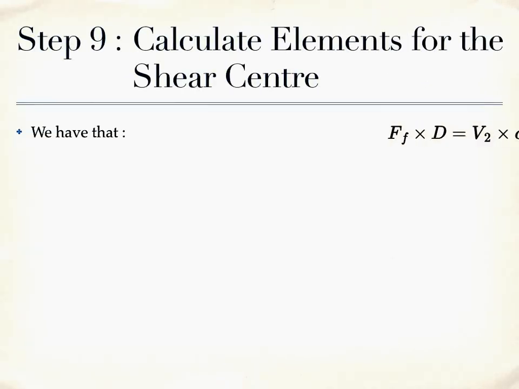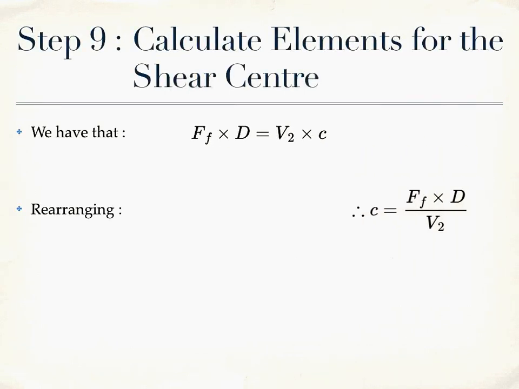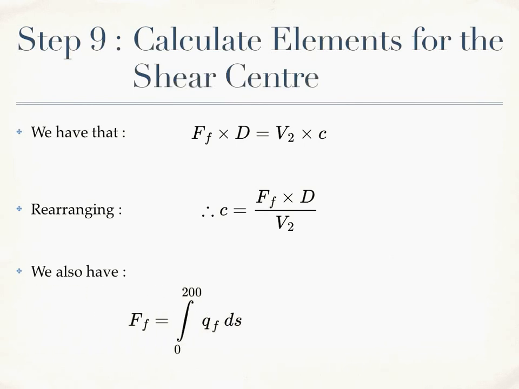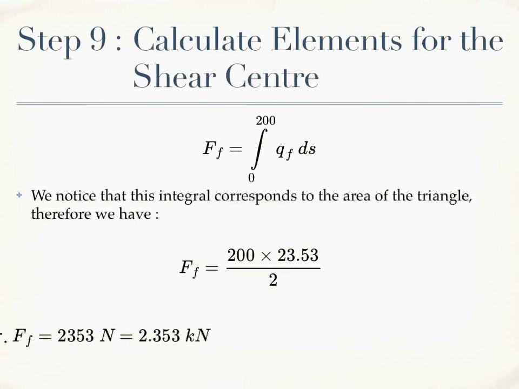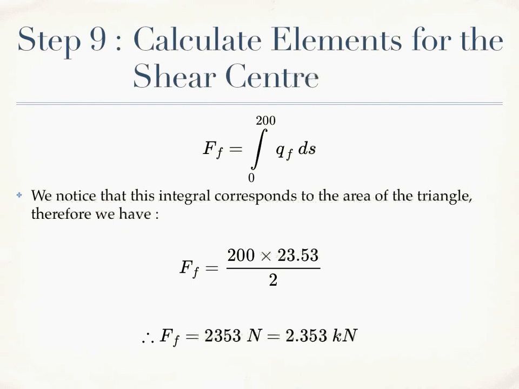The next step is to find the shear center. We have the formula in the formula book, which we rearrange to find the value of C. To find the value of C, we need FF, which is equal to the integral of shear flow along the flange, as per figure 1. We notice that the integral is the area of a triangle, so we simplify the calculation. At the end, we find FF equal to 2.353 kilonewtons.